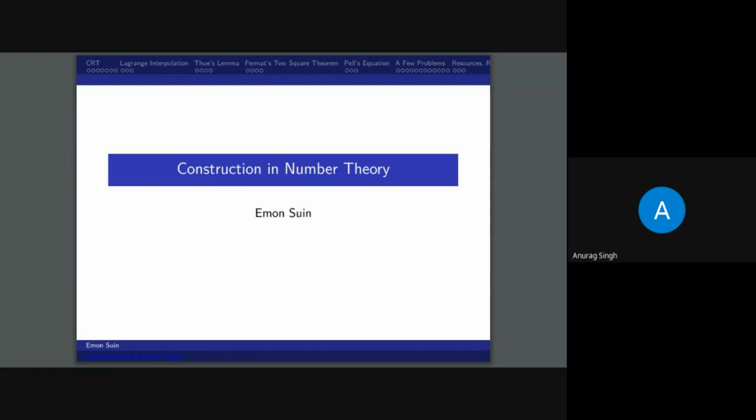Wait, have you changed the slide? No, the slide up till now is the same thing. Okay, can you just wait for 5 minutes? I have to set up my headphones. Okay.